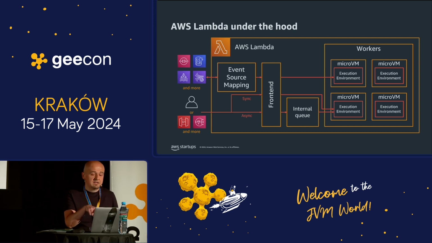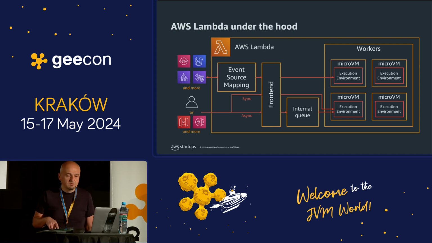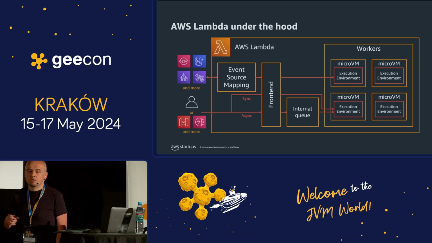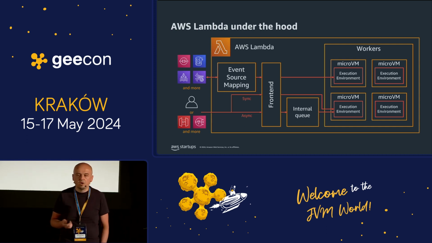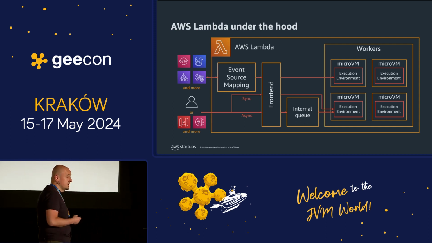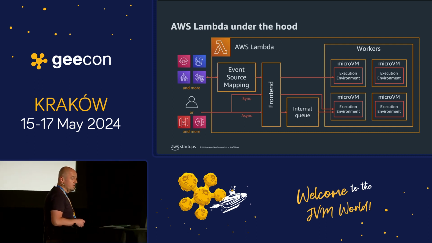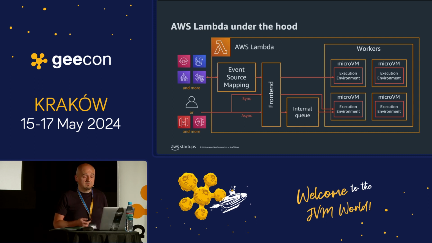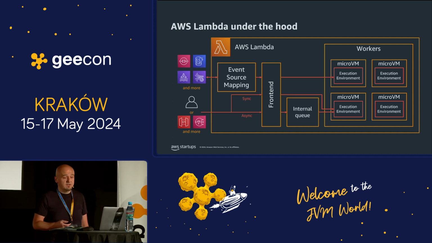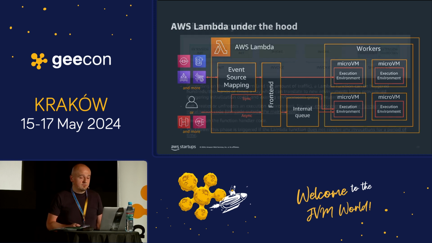So you have the event coming, and then this event is getting mapped. There's some sort of a front end, which obviously is not a web application, but it's a way to register the fact that you've requested the function to be called. And there's some internal queuing, yes, because all those requests are being allocated to execution environments which are running within micro VMs called Firecracker. So that's the general overview of how it works.